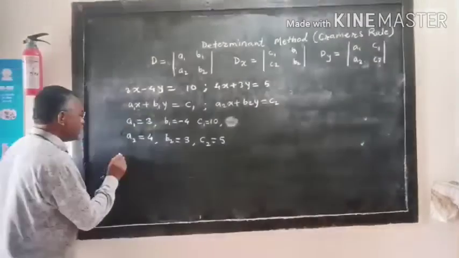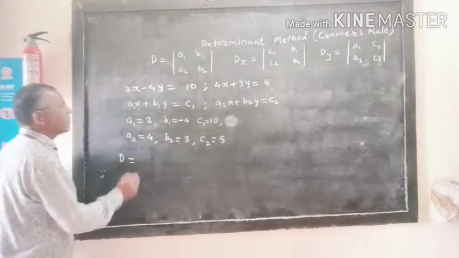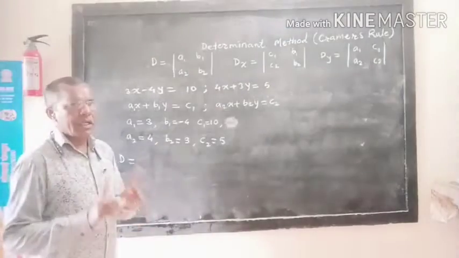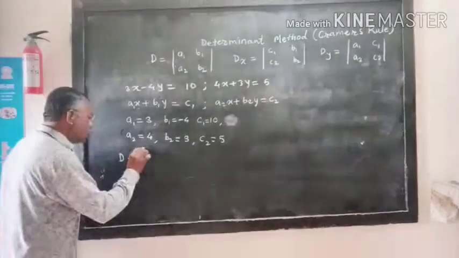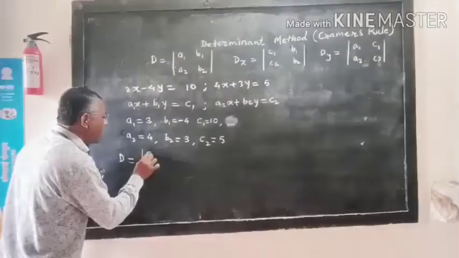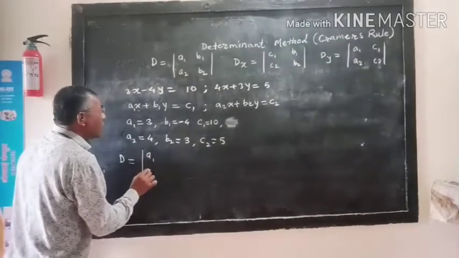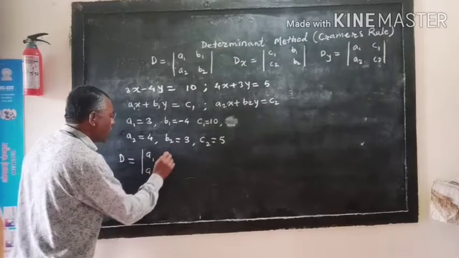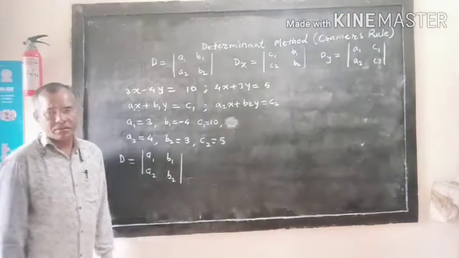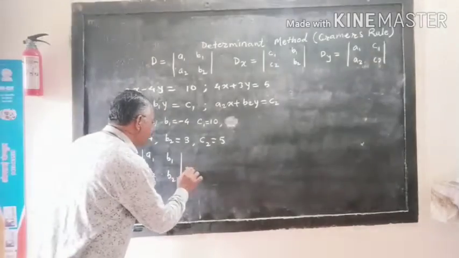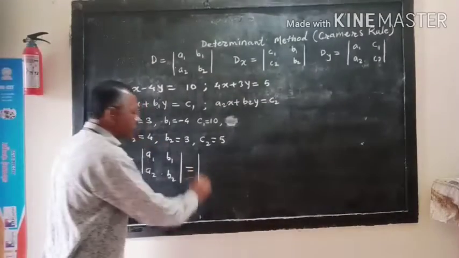Now we will calculate the value of d. You have to remember, d is the determinant with a1, a2 and b1, b2. Therefore d is equal to the determinant a1, a2 and b1, b2. It is d. We will put the values in this determinant.